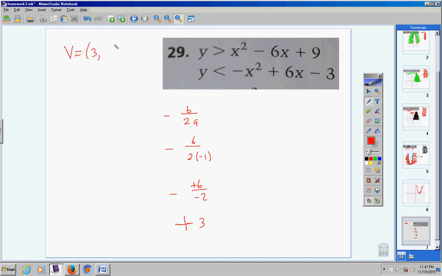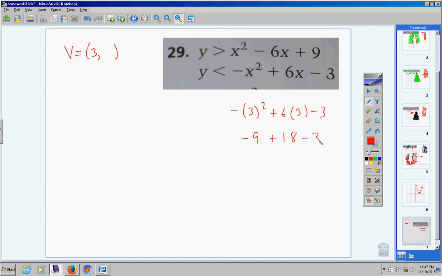Now let's get the y value of that vertex. So let's substitute 3 in for x. Negative, then parentheses, 3 squared, positive 6 times 3, negative 3. 3 times 3 is 9 with a negative sign. 6 times 3 is 18, and then negative 3. You should get out a positive 6. So there's my vertex.